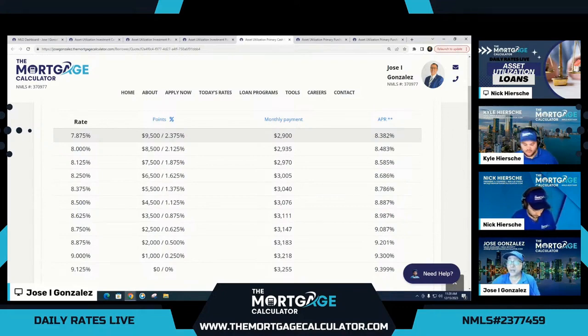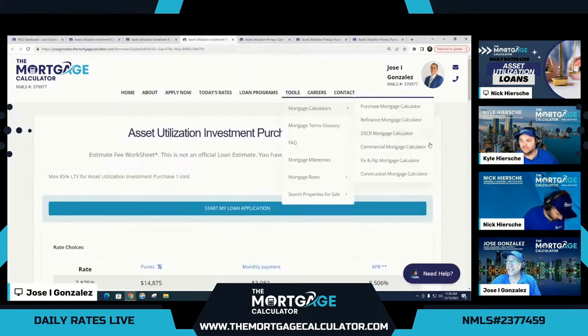So here at 80%, we're still seeing some amazing rates for this cash out. 9.125 is at par, and our lowest rate option, 7.875, for a loan where you're just providing your investment account statements to qualify for income.